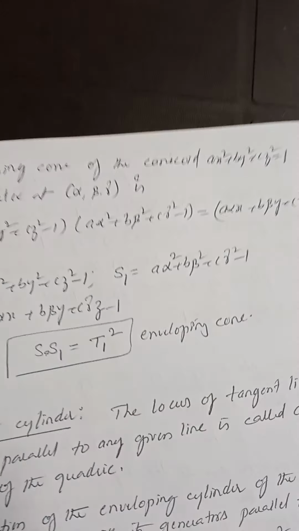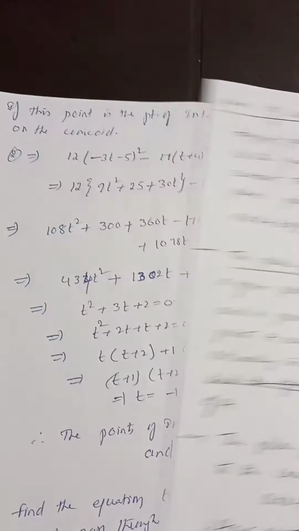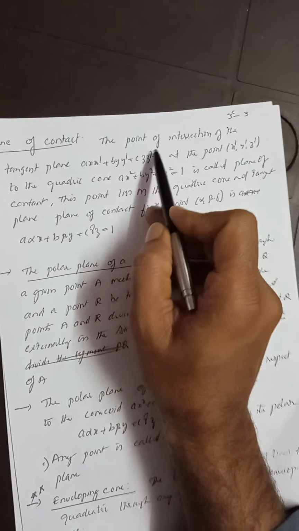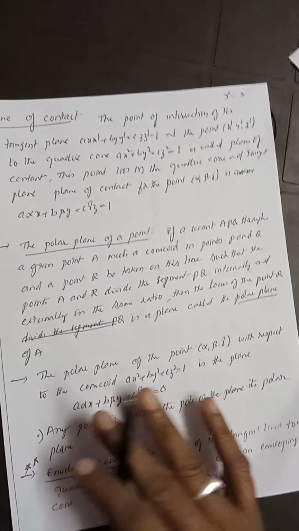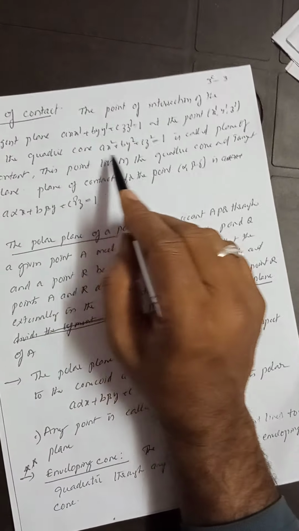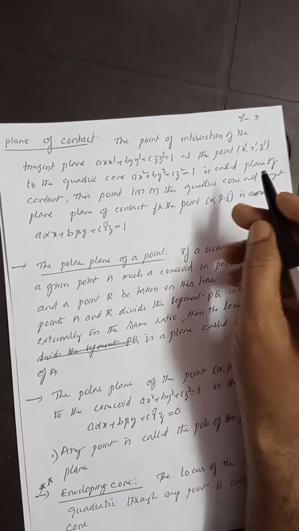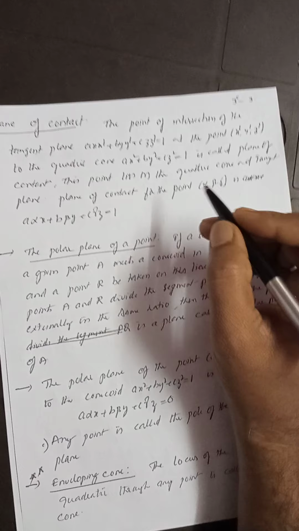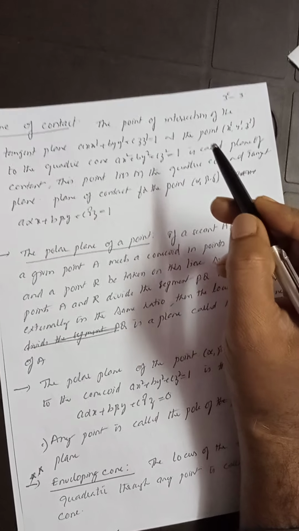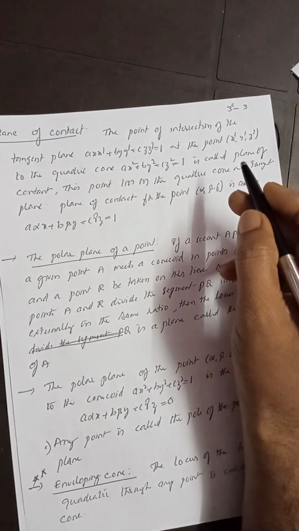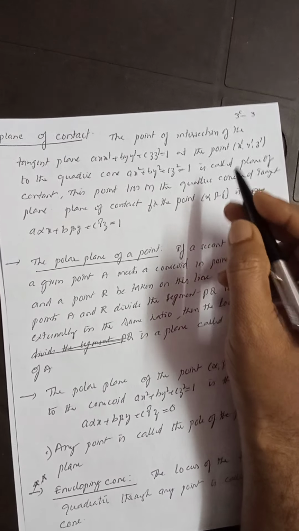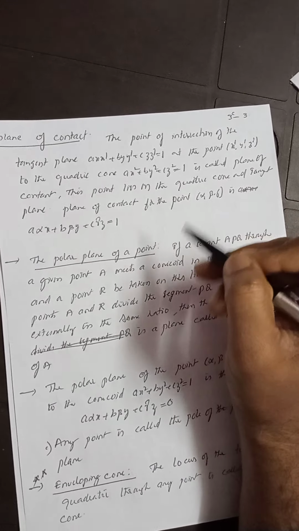Now, the enveloping cone of the conicoid. Next, third page. The plane of contact: the point of intersection of the tangent plane at the point to the quadratic cone is called the plane of contact. That means at a particular point some surface is given to you. On the surface there is a point, say x, y, z. At the point of intersection, that plane is called a plane of contact.